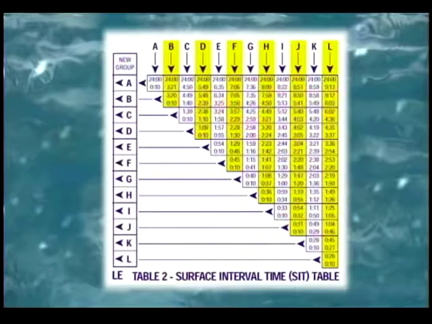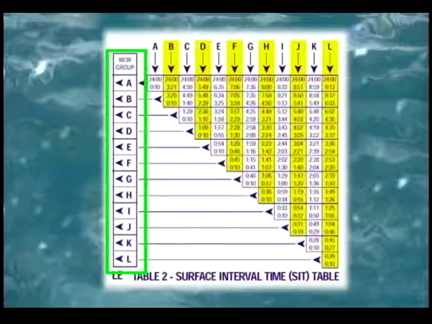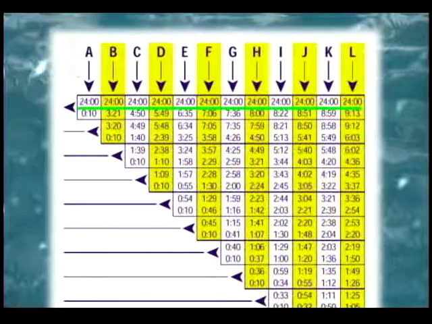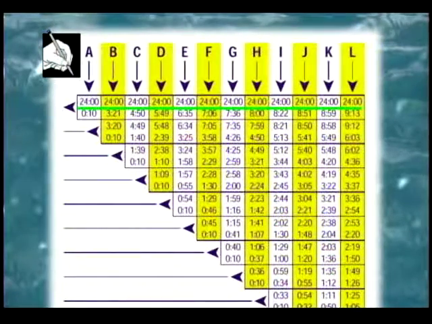The longer you stay on the surface between dives, the more excess nitrogen you eliminate. The surface interval timetable gives you credit for eliminating nitrogen by changing your letter group. Note the maximum in this table is 24 hours. All excess nitrogen is considered eliminated after you have been on the surface for 24 hours.